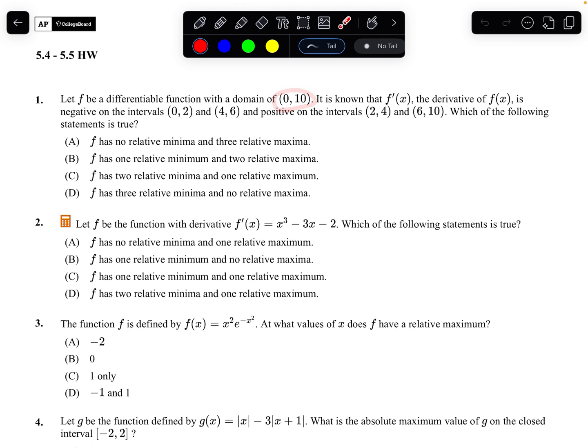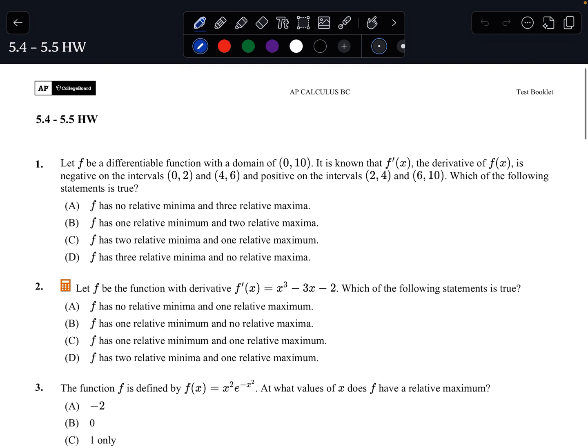And so for question number 1, it says let f be a differentiable function with a domain from 0 to 10. It is known that f prime of x, the derivative of f, is negative on the intervals from 0 to 2. So, to be honest, this is the first time that I'm doing this problem.